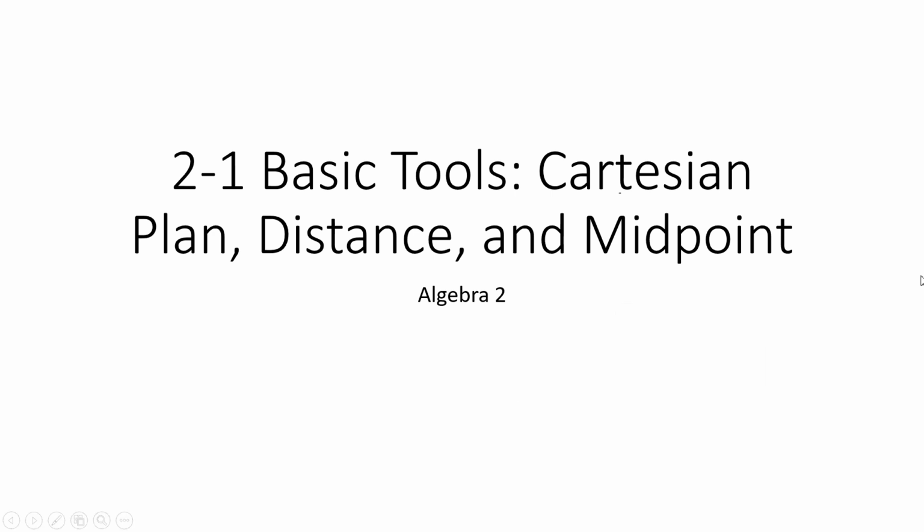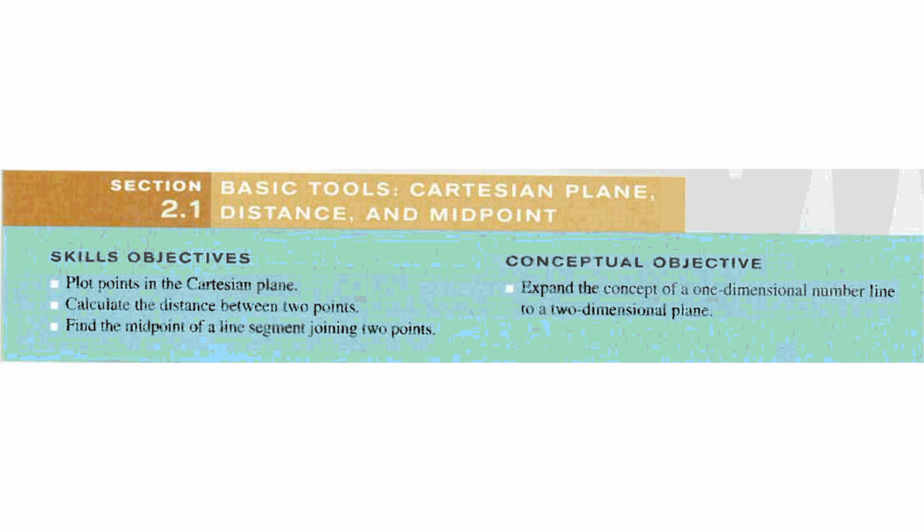All right, let's get started with chapter 2. 2-1 is basic tools, Cartesian plane, distance, and midpoint. And all of chapter 2 is talking about graphing. So these will be the basic tools of graphing.